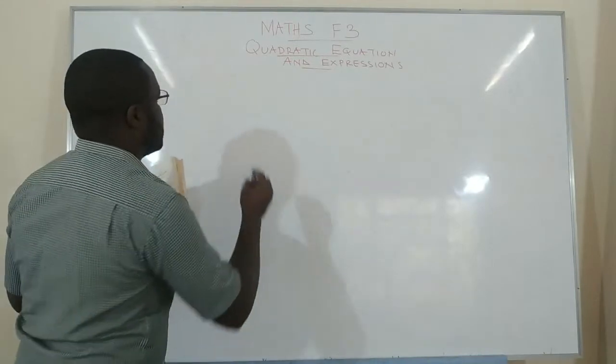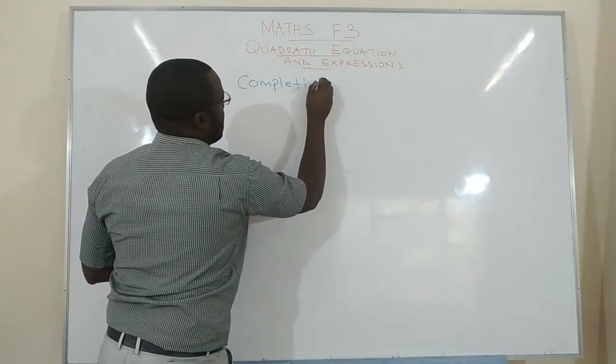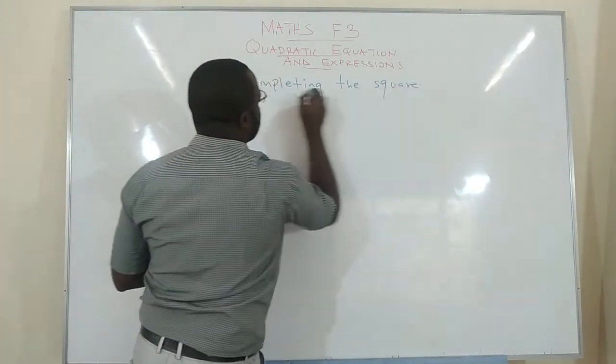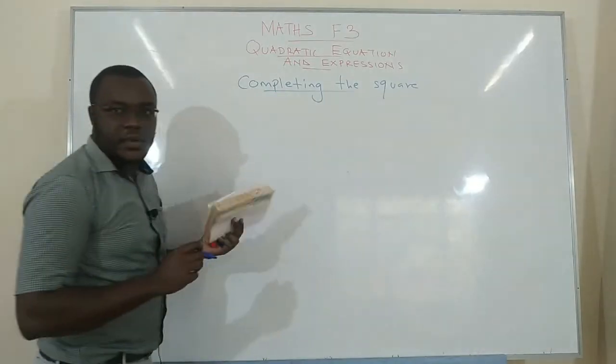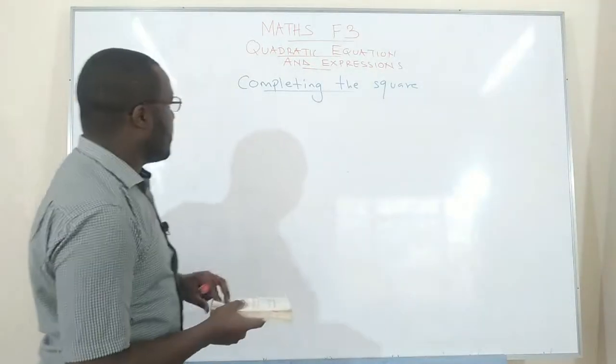Therefore, it's known as completing the square. So we are completing it so that it can become a perfect square. Then we can use the shortcut that we have talked of. Let me take an example.